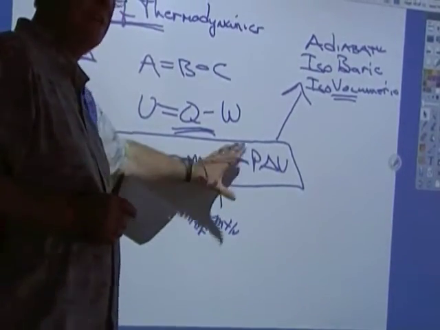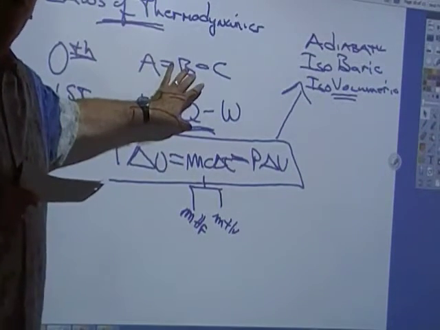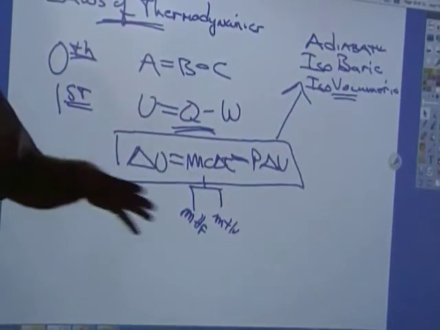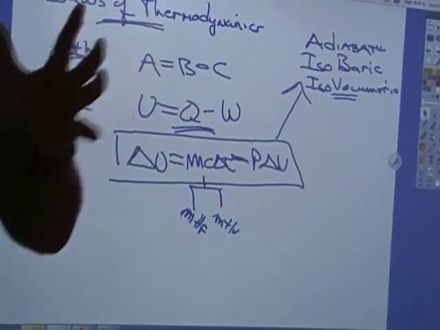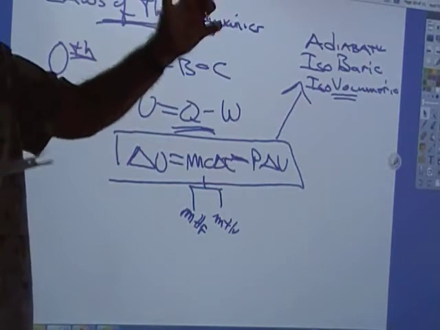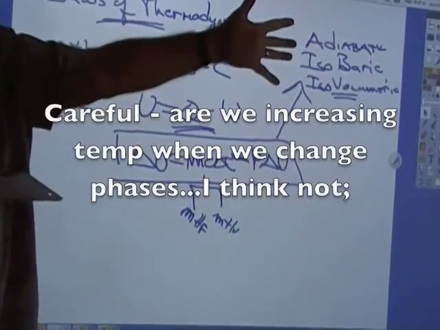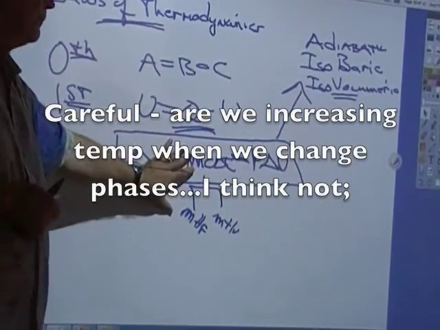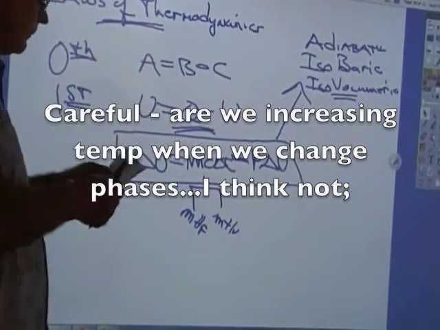And I keep saying MC delta T, but Q can also be represented by what? MHF or MHV. Although there's no T in MHF or MHV, we are adding heat, aren't we? Because that's the only way you're going to go from a solid to a liquid, by adding heat, increasing temp.